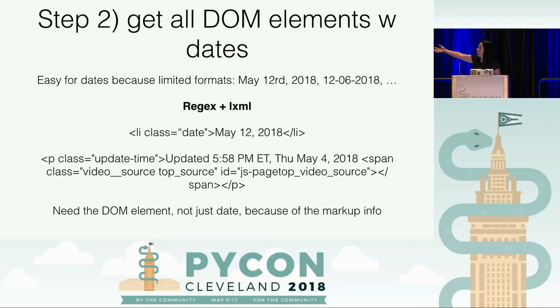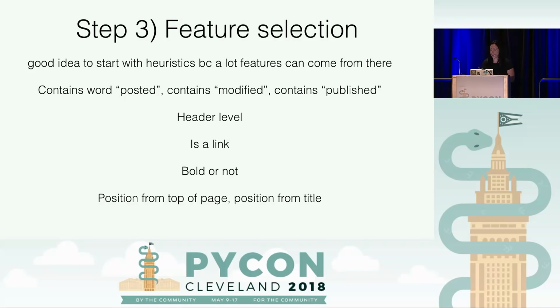Here's just examples of what it looks like. I'm just going to gloss over it. We need the DOM element and not just the data itself because of the markup info that gives us a lot of useful information. So next, on all of these DOM elements, we're going to do feature selection. This is why it's a good idea to start with heuristics, because a lot of features can come from there. It just gives you an idea of what's significant, even though maybe you need machine learning to answer in what proportion. In my case, I just looked at the paper, listed their features, and that's what I did. Otherwise, it's actually a pretty hard problem in machine learning.